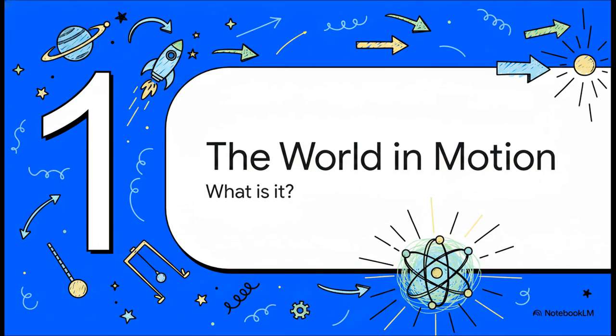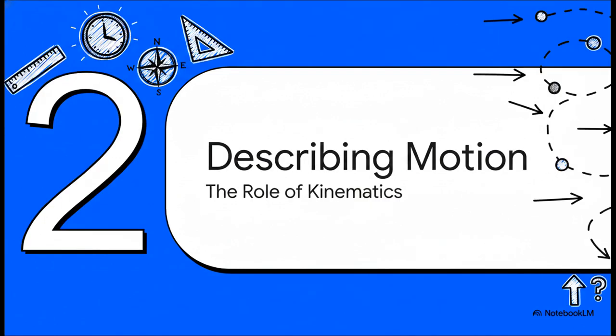What is it exactly? Well, at its heart, classical mechanics is the part of physics that's all about motion, the forces that cause that motion, and the energy tangled up in the whole process. It's pretty much the foundation that explains our entire everyday world. Okay, so before we can get into the why of how things move, we've got to learn the language to describe it first. Think of it as learning vocabulary.